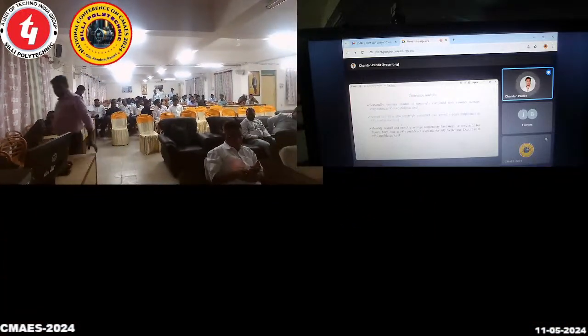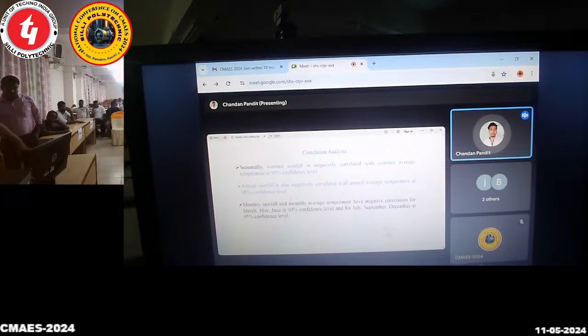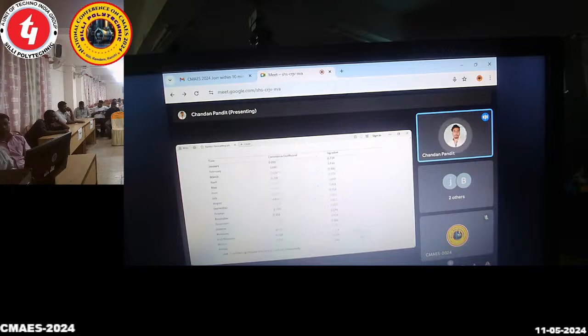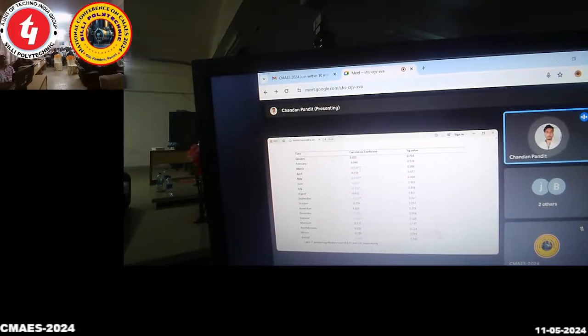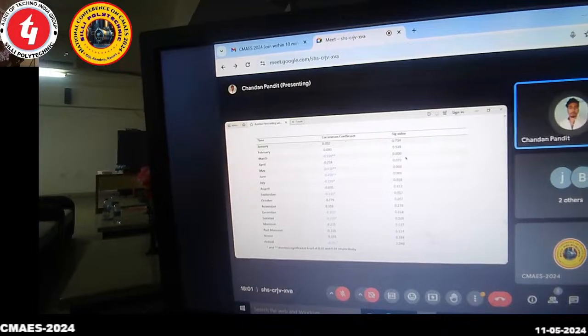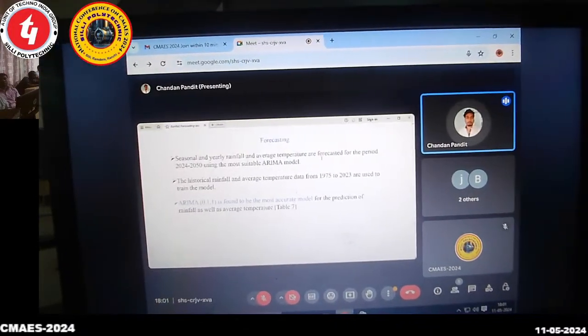rainfall will decrease. And monthly, rainfall and monthly average temperature have negative correlation for March, May, June at higher confidence level, and at some lower confidence level, July, September, and December also. So this is the table for that. Here we can see that March has the correlation of minus 0.536 with a significance value of 0, which is highly significant. So I have analyzed this, and now we talk about the forecasting.